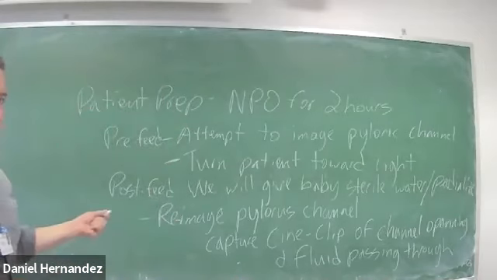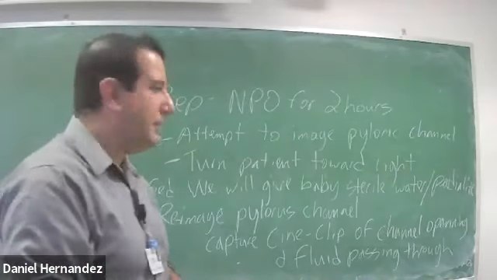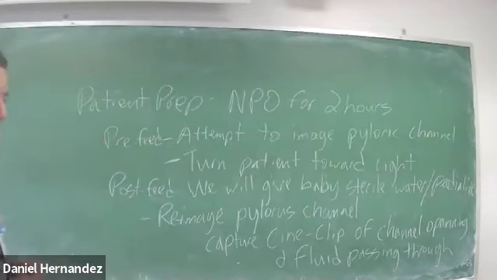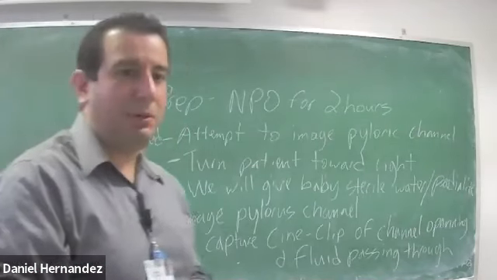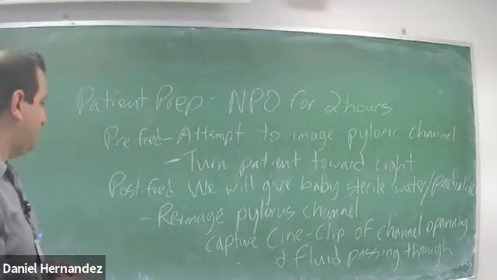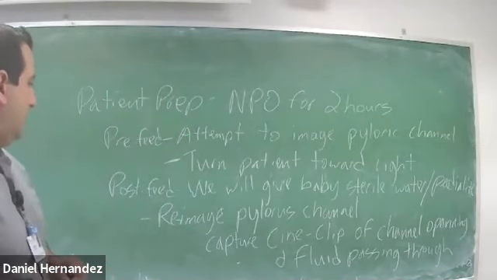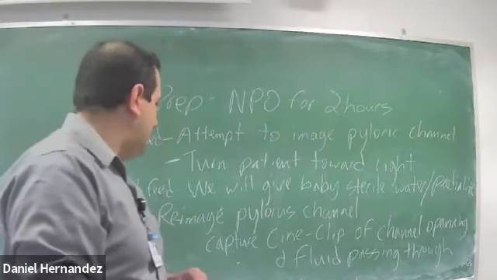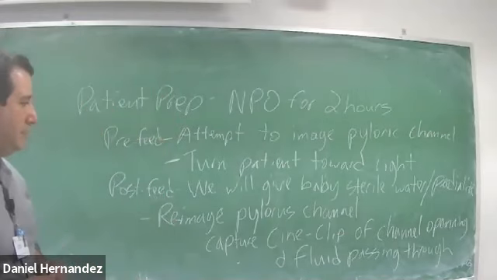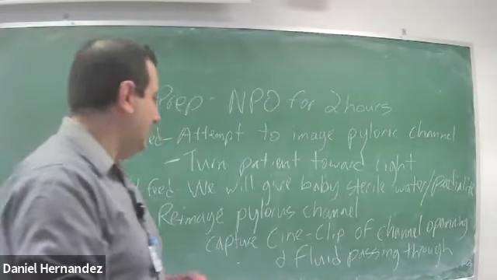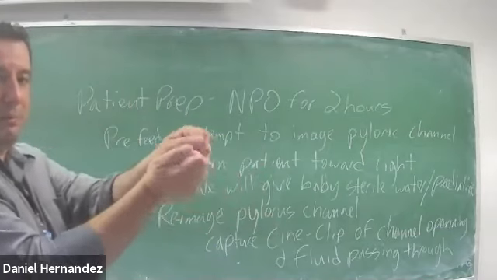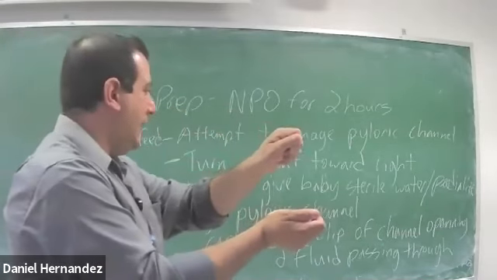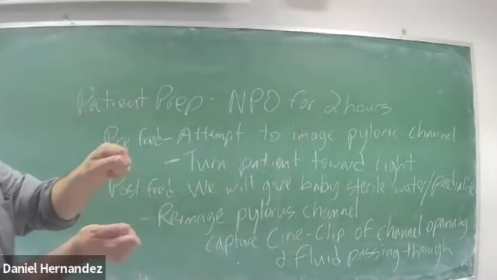At this point, we'll give the baby some sterile water and fill the stomach. Usually when we fill the stomach, we're able to visualize the pyloric channel. Then we'll try and capture images in a cine clip, particularly that cine clip that's important, of the pylorus muscle opening and the water or fluid passing through.